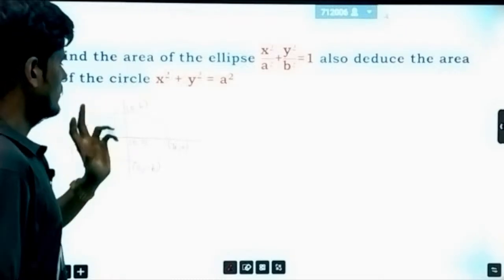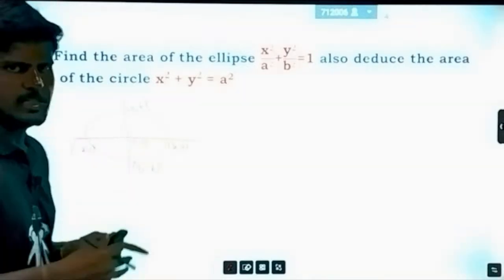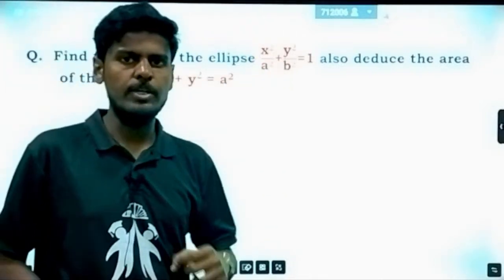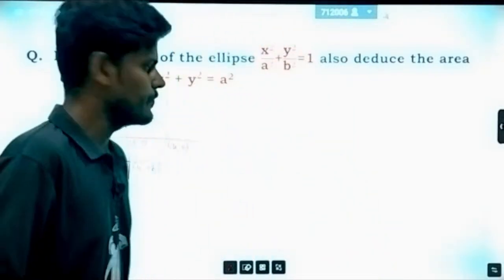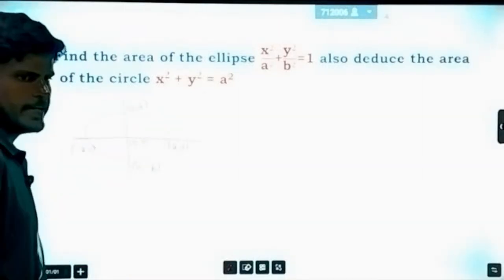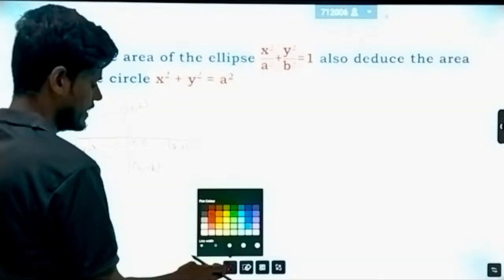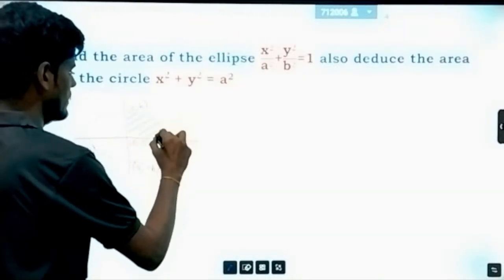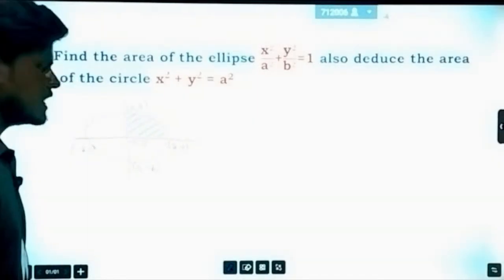Next, what we need to do? We need to find the area of the ellipse. By observation, x square and y square terms are there. As x and y both have even powers, the graph is symmetrical about both x and y axis. Then instead of finding the entire area of ellipse, we can take the area in one quadrant and then calculate the remaining area based on that. So we can calculate this area. Final area will be 4 times the shaded region.